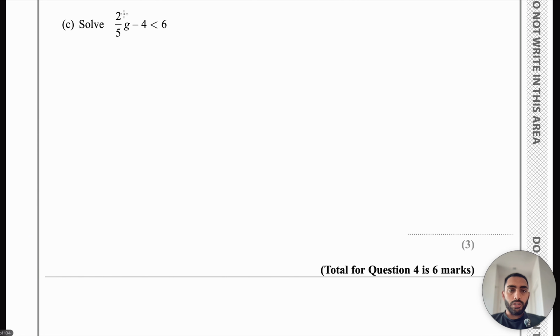Part C, solve 2 over 5 g minus 4 is less than 6. We're just going to treat this like an equation. What's happening to this g? It's being multiplied by 2/5, and then we're taking away 4. So we need to add 4 first to both sides. So now we've got 2/5 g is less than 6 add 4, which is 10. And g is multiplied by 2/5, so we're going to divide by 2/5 on both sides.